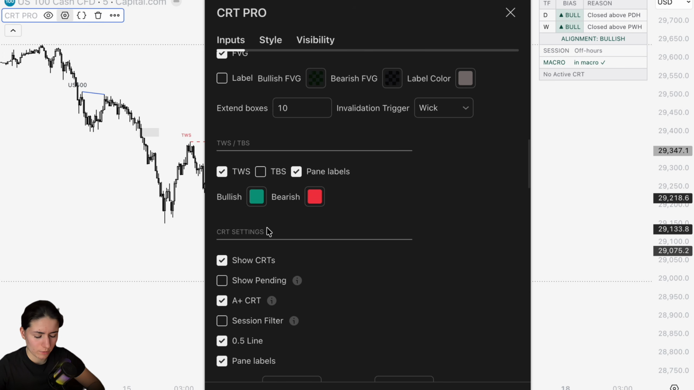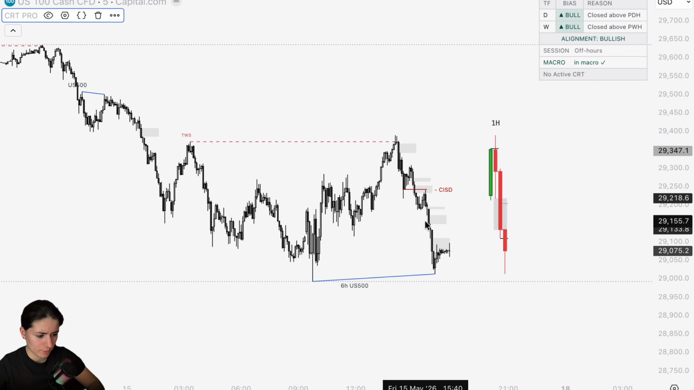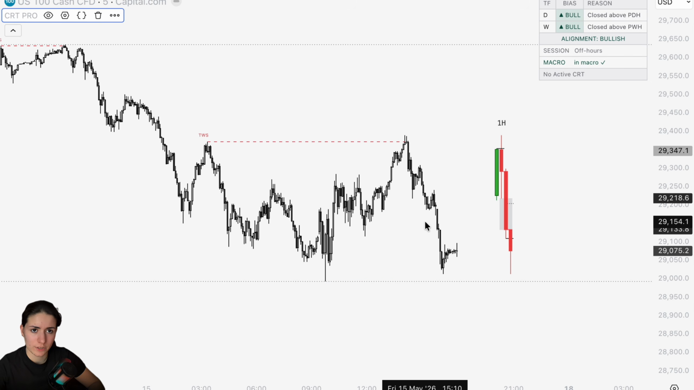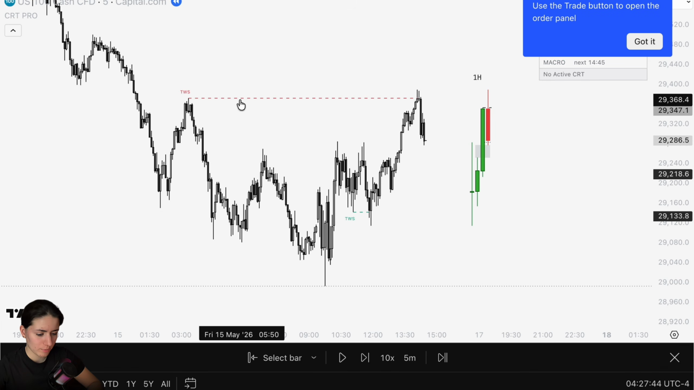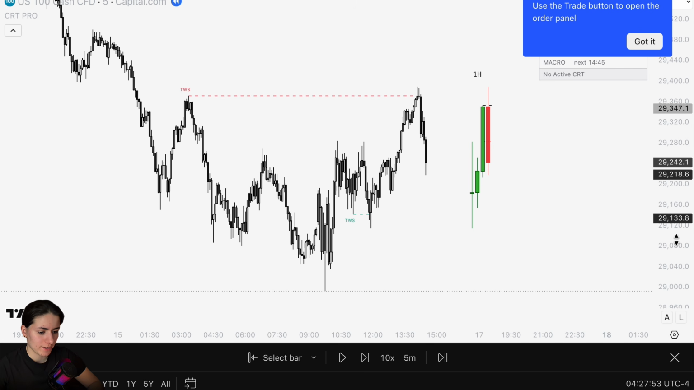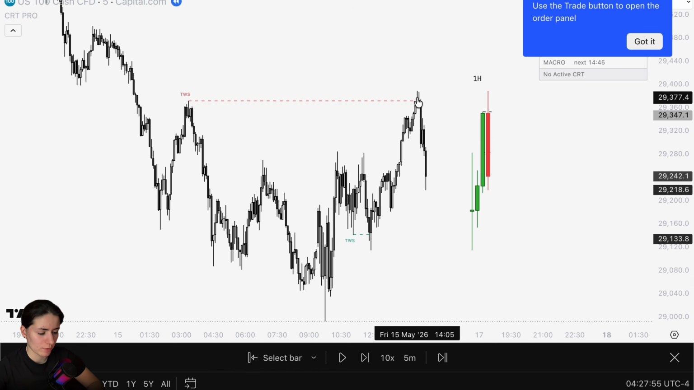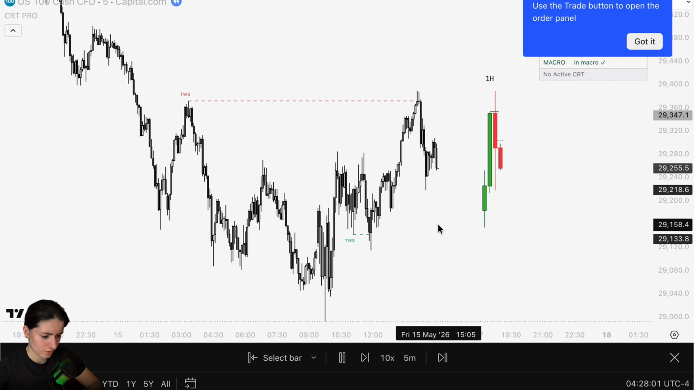Next, let's talk about the total wick soup and total body soup section. Let's break down each of these terms and what they actually mean. First, total wick soup. In simple terms, it is a swing sweep by the wick of the candle. The price goes above a swing high or below a swing low, but it cannot stay there. It leaves a long wick and snaps back. And basically, after confirmation, we can expect a reversal.